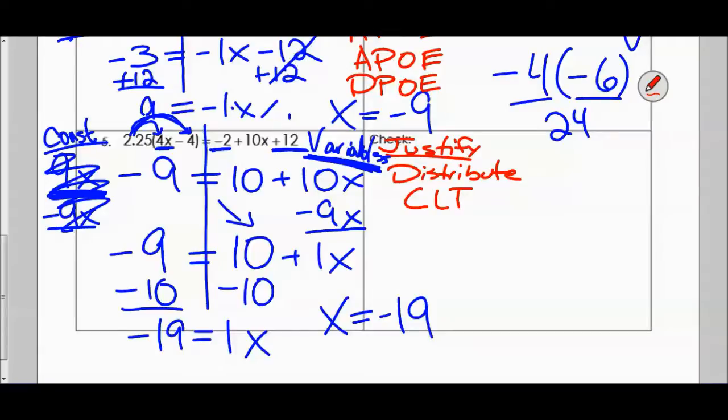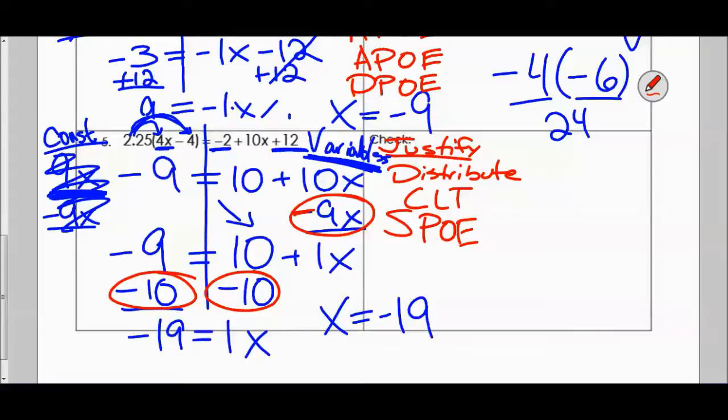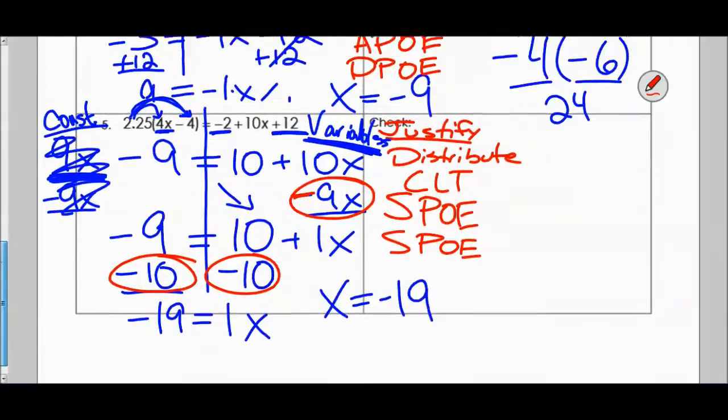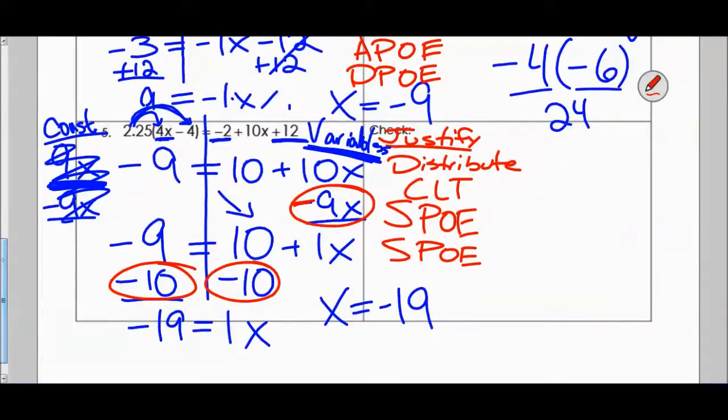I'm going to go through those properties really quick. We combine like terms, and then we move this 9x over to the other side by subtracting. That's SPOE, subtraction property of equality. And then we, again, subtract it on both sides. SPOE, subtraction property of equality. We didn't actually even do the last step, but I guess you could, if you did this dividing by 1, you could say that's DPOE.